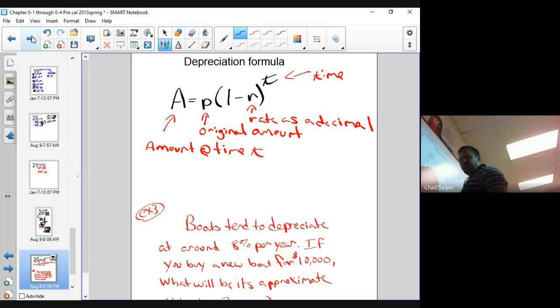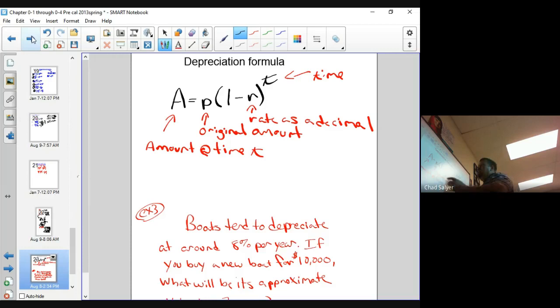And so they kind of throw this in. It doesn't necessarily fit. It's sort of shoehorned into this section. But the depreciation formula. So this formula represents how things devalue over time or increase in value if the rate is positive. But in this case, it's a depreciation. So in this formula, the A is the amount at time t. The P is the original amount, in this case, that something was worth. The R is the rate of depreciation as a decimal. And then the T is the time that has passed.